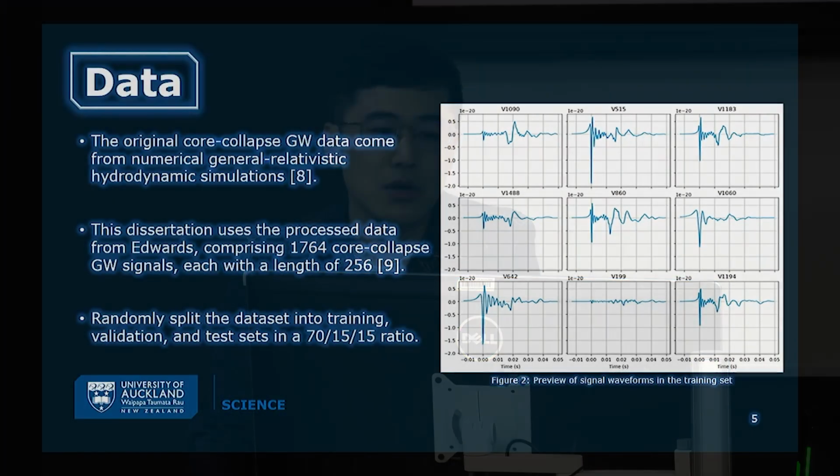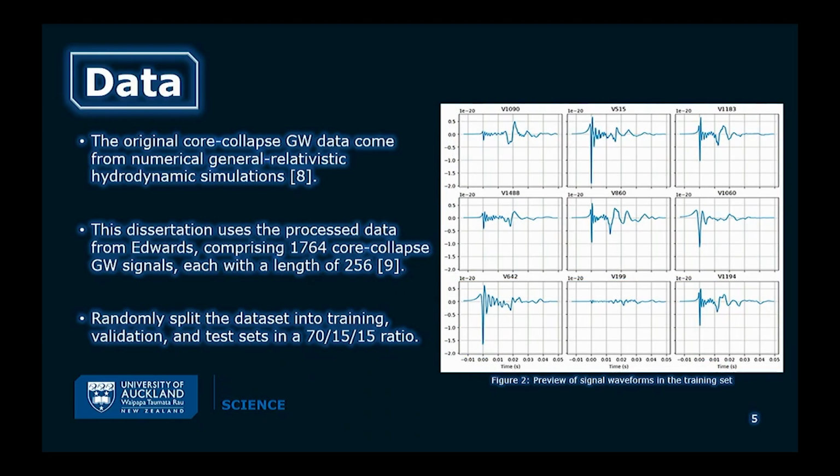The original data come from numerical general relativistic hydrodynamic simulations. In our project, we use processed data from Edwards, comprising around 1,800 core-collapse signals, each with a length of 226. We randomly split the data set into train, validation, and test sets in a 70-15-15 ratio.